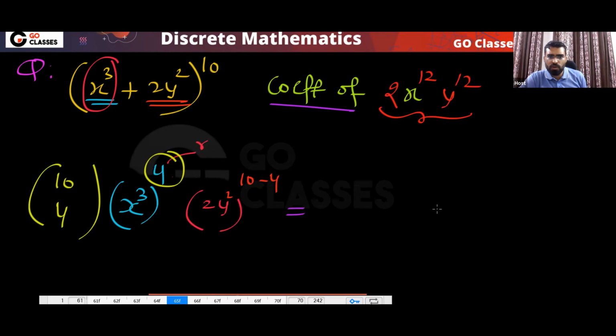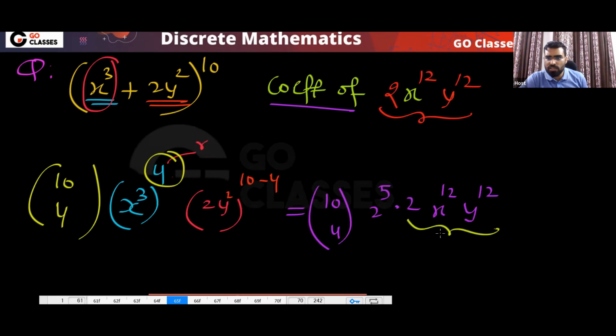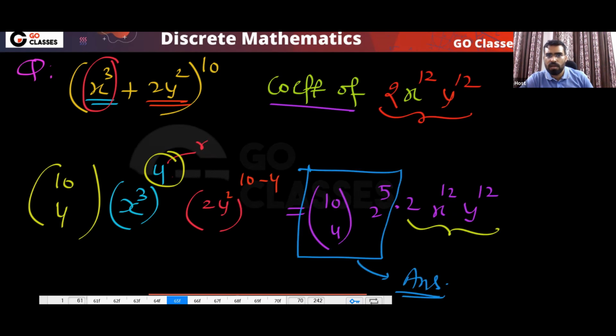So from here, what did we get? We got x power 12, y power 12. What else did we get? We got 10c4. What else did we get? We got 2 power 6. So I can write it like this. Now the question is asking what is the coefficient of this. So the answer will be 10c4 2 power 5. Is this clear to everyone?